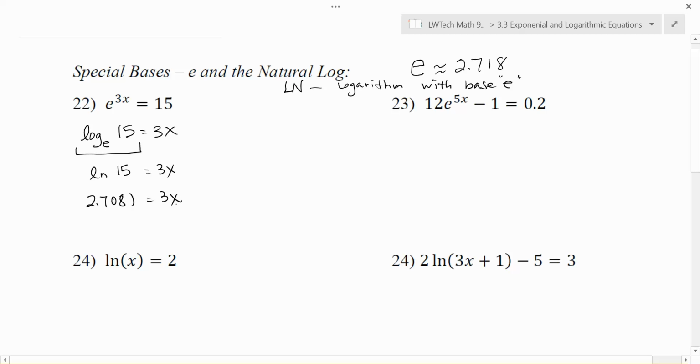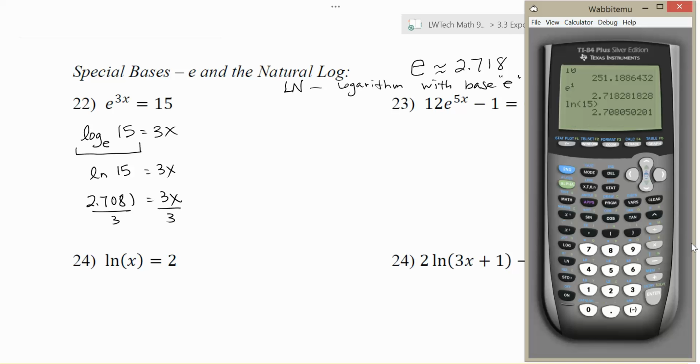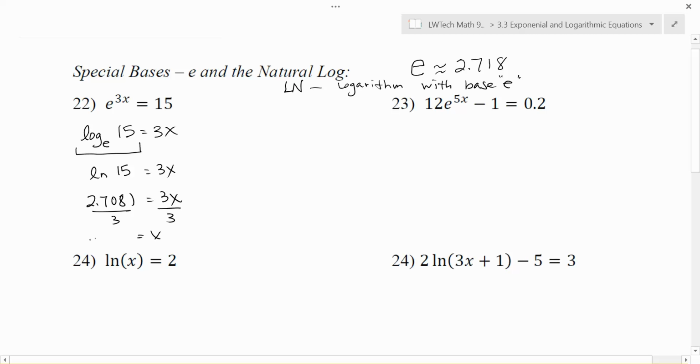So x is not quite by itself yet. You'll still have to do one final step here of dividing each side by 3. We can do that on my calculator here. Divide that last answer by 3, and we get 0.9027 in terms of my value for x. So if x is in the power, we still switch it to log form. It's just if it's log base e, you want to push the ln button on your calculator.